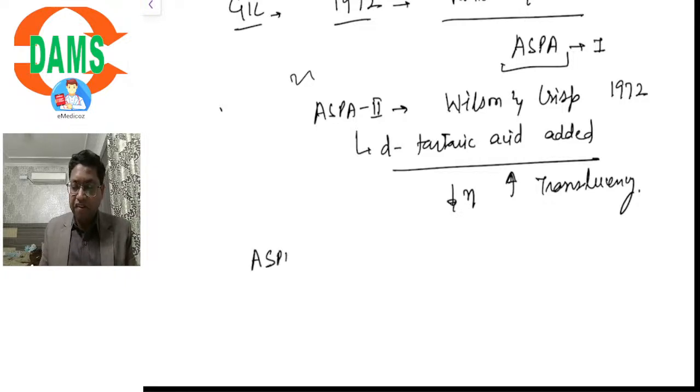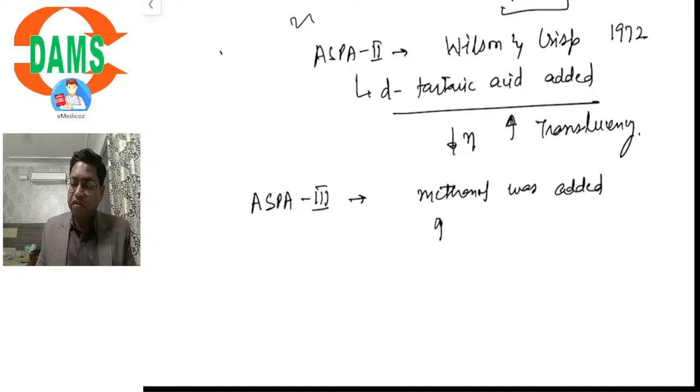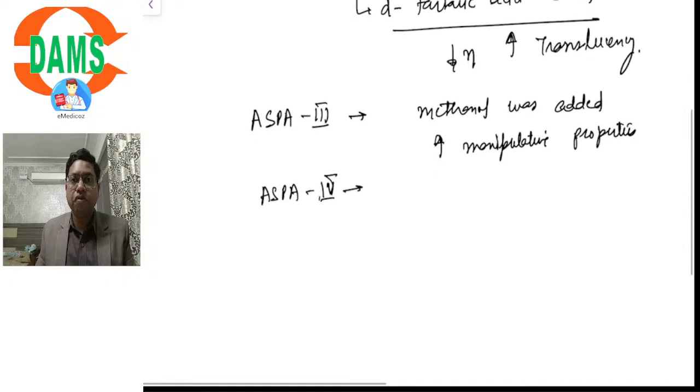Then, to further enhance the properties, there was further development in the cement composition, and it was designated ESPA-3. ESPA-3 means methanol was added to the liquid. This methanol also improved the manipulative properties. And finally, in the sequence of development was ESPA-4, aluminosilicate polyacrylate cement 4. These are the initial forms of glass ionomer cement developed since 1972.